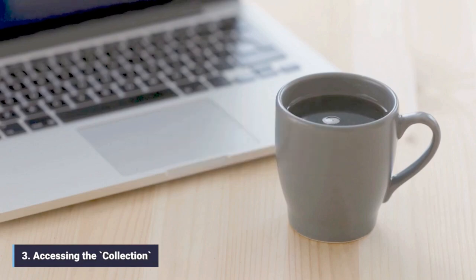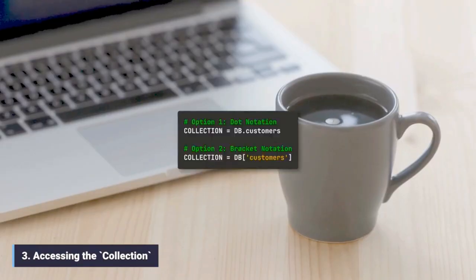3. Accessing the collection. The third level is the collection, which holds the documents. We access a collection object from the database object using the same dictionary style or dot notation. This is the object where we will execute all our CRUD methods, like insertOne and find. We will be working primarily with this collection object in the upcoming lessons.